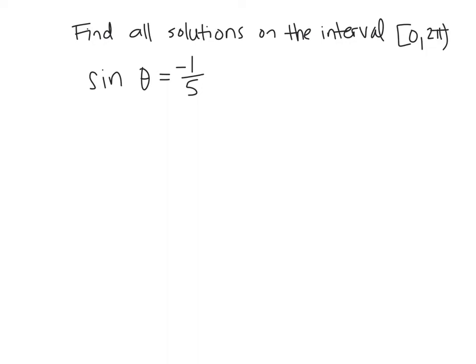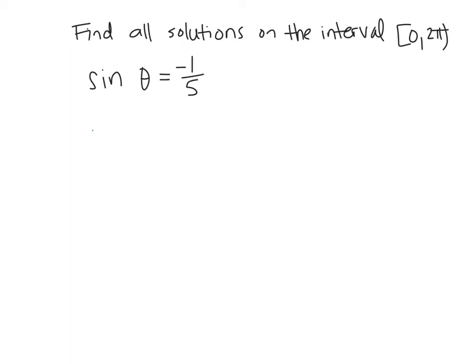Okay, folks, a couple of folks have emailed me about problems where you need to use your calculator, so I wanted to just show you how to do one of those right quick. So here we have the sine of theta equals negative 1/5. That value is not on the unit circle that I have memorized, so that means I'm going to need to use my trusty calculator.